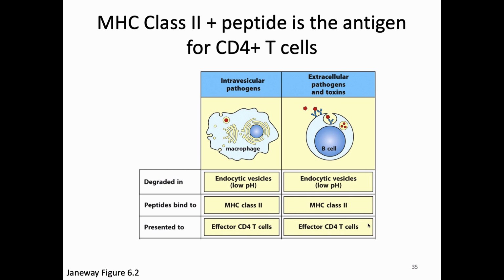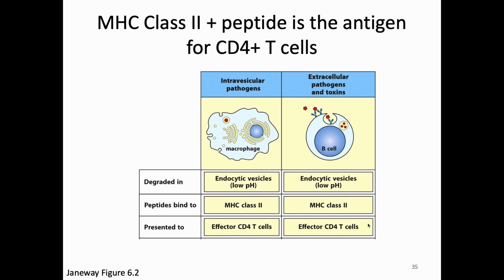CD4s are really good at making cytokines for other cells. And so we've got a cell that did phagocytosis, and now we might have a T cell come and give that cell some cytokine to improve its ability to do respiratory burst or improve its ability to kill things that it's phagocytosed. And so again, this function ties in quite nicely.